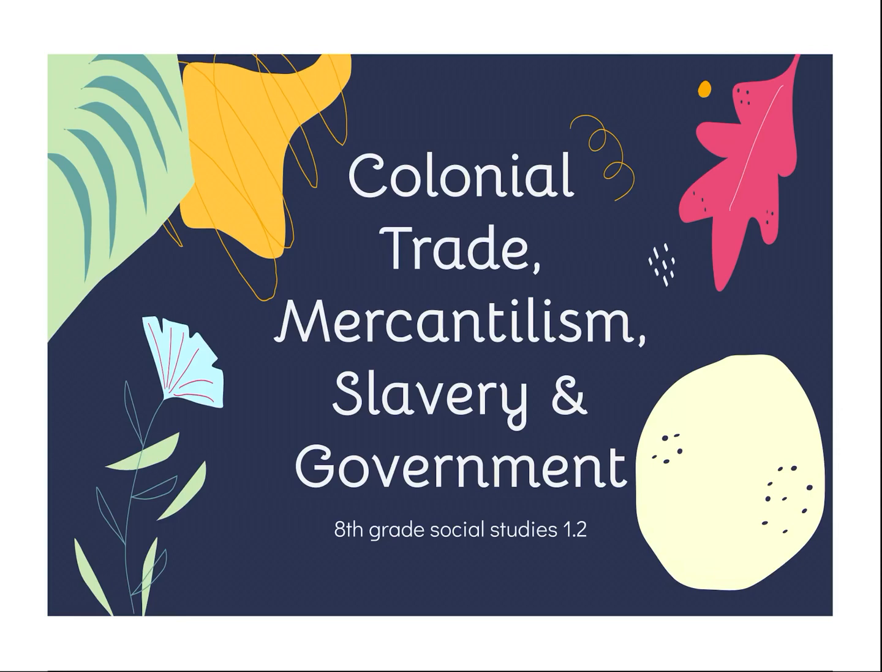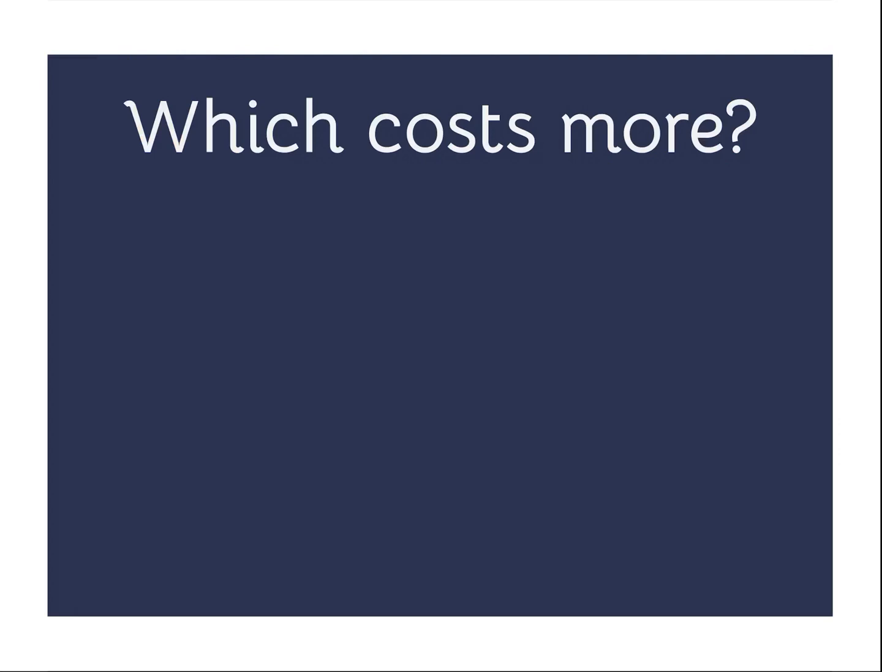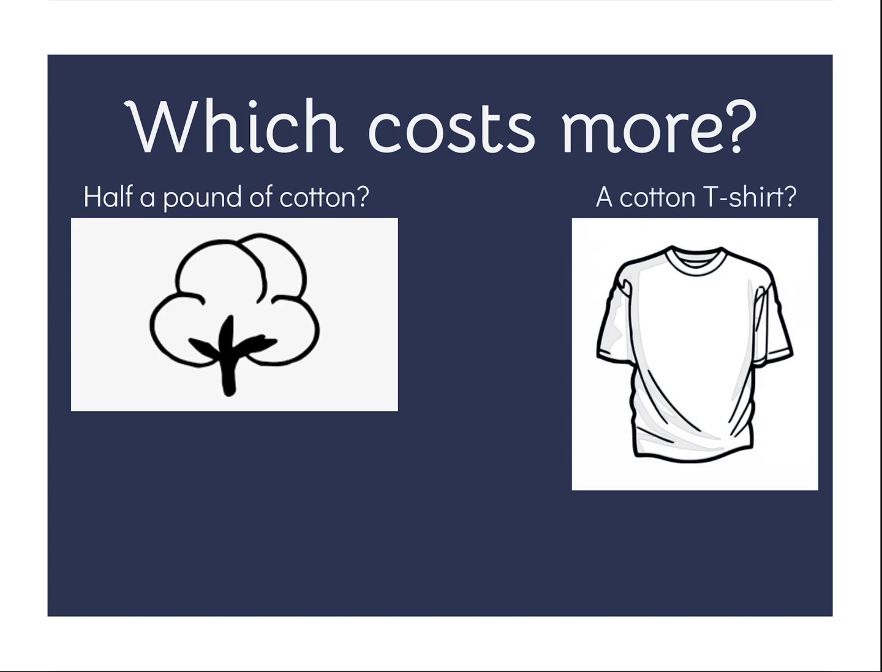About what trade, mercantilism, and government was in the colonies, in the British colonies. So to start us off, which costs more, a half a pound of cotton or a cotton t-shirt?